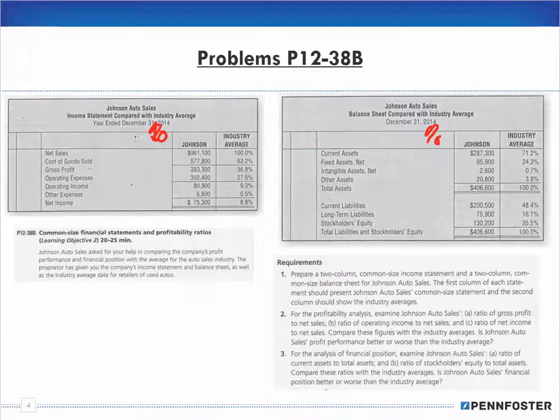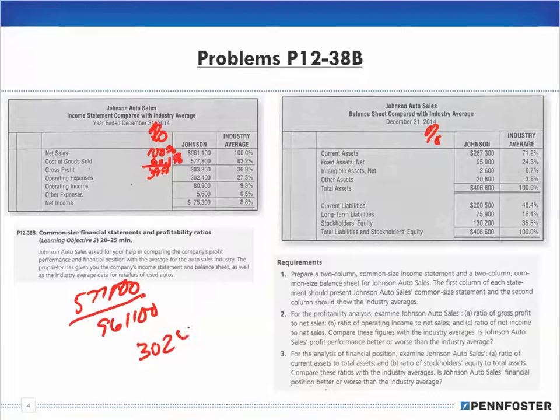For the income statement, we use sales, so that's going to be 100%. That's going to be our base, and then all of the percentages are based upon that. So for the cost of goods sold, you have 577.8 and you divide it by the 961.1, and that percentage is 60.1%. Subtract one from the other, that gives you 39.9. And then for my operating expenses, I have the 302,400 divided by the 961.1, and that gives me 31.5.